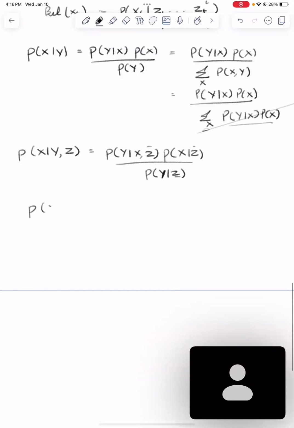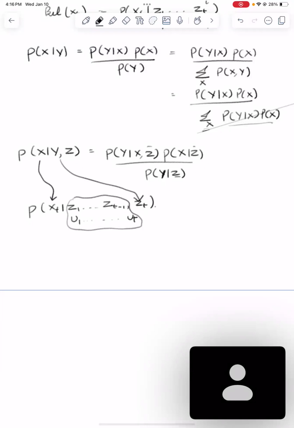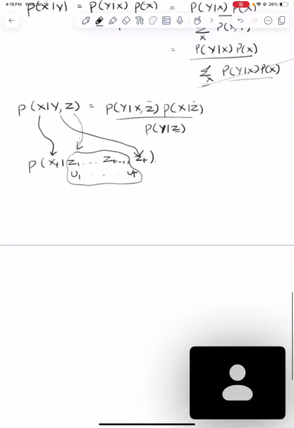So we're going to say, okay, you have P of xt given z1 to zt minus 1 and u1 to ut, and zt. So we'll do some pattern matching. We're going to call x xt. We're going to call y zt. And then we are going to call this whole thing the background information z. And that's going to be our pattern matching into Bayes' rule.